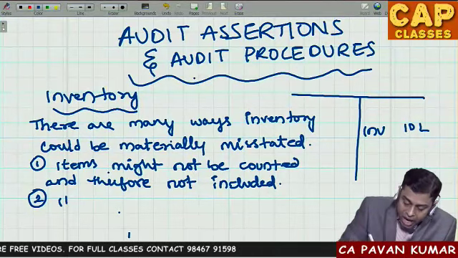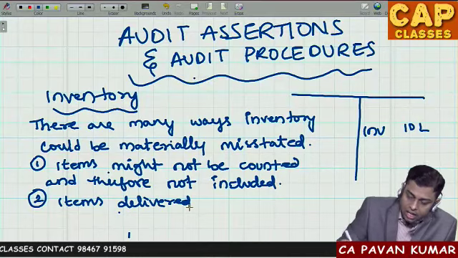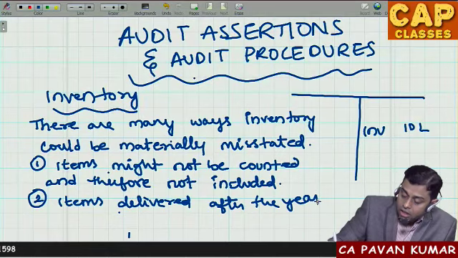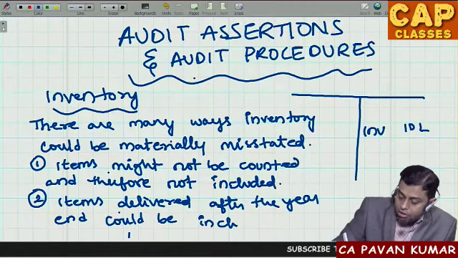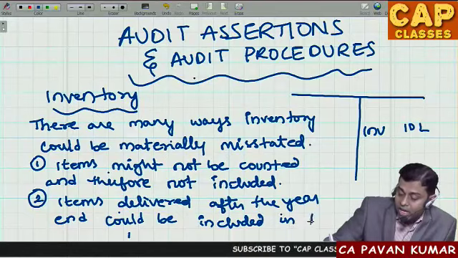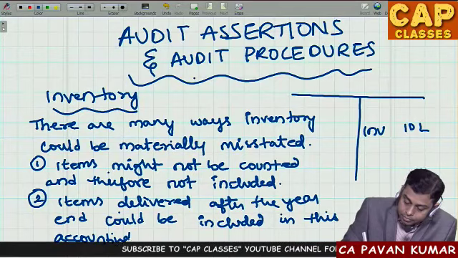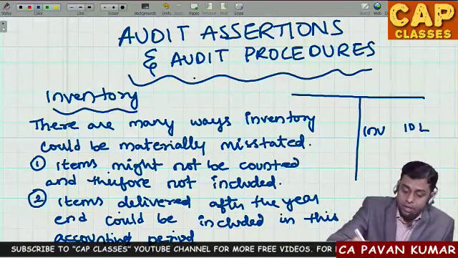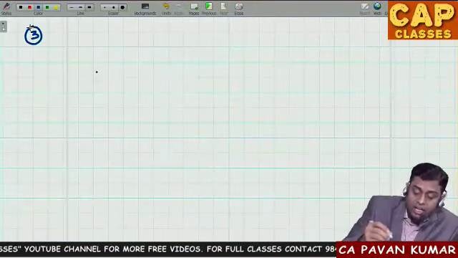The second one could be items delivered after the year end could be included in this accounting period. This can be the second way in which a misstatement in inventory is happening.